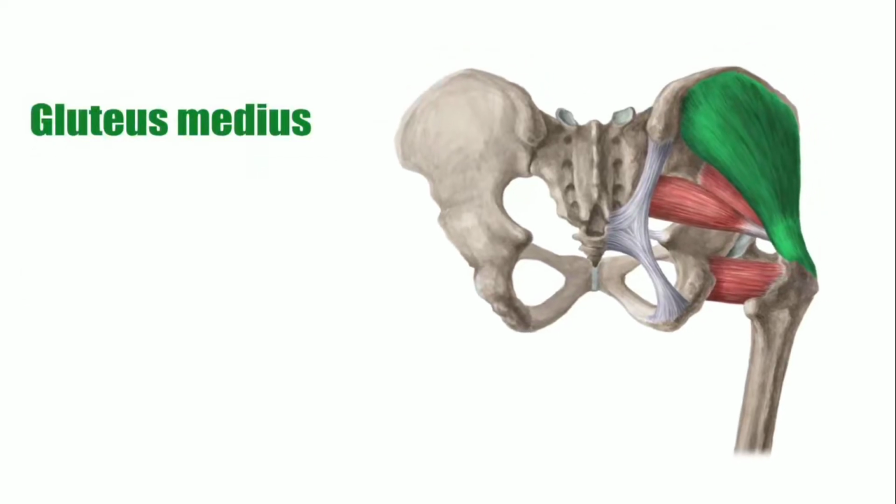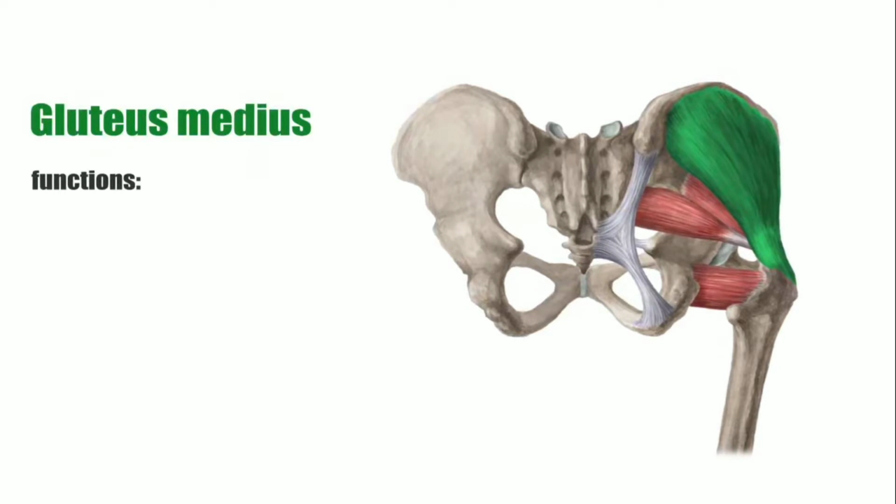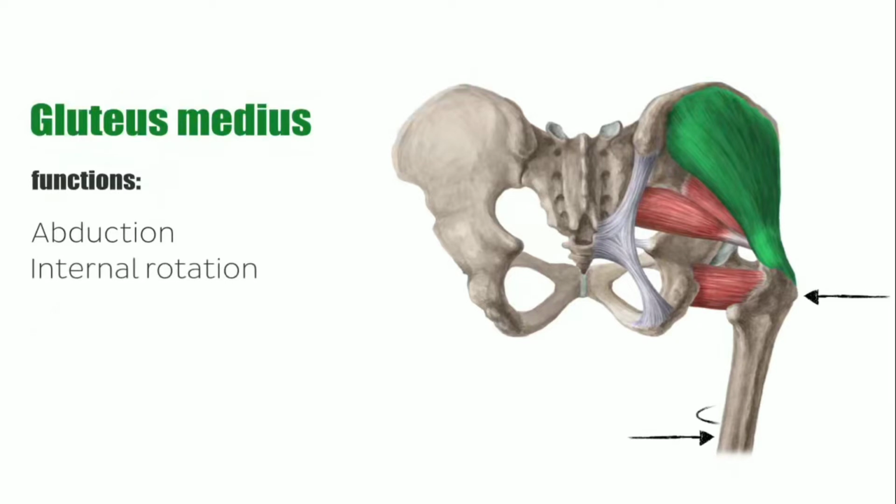Now let's look into the functions of this muscle. The main ones that you need to remember and write down in your notes are abduction and also internal rotation of the hip joint. Keep in mind that the anterior fibers of this muscle cause the internal rotation, while the posterior fibers will cause extension and external rotation. Also write this down: this is one of the most powerful muscles for abduction and internal rotation of the hip joint.